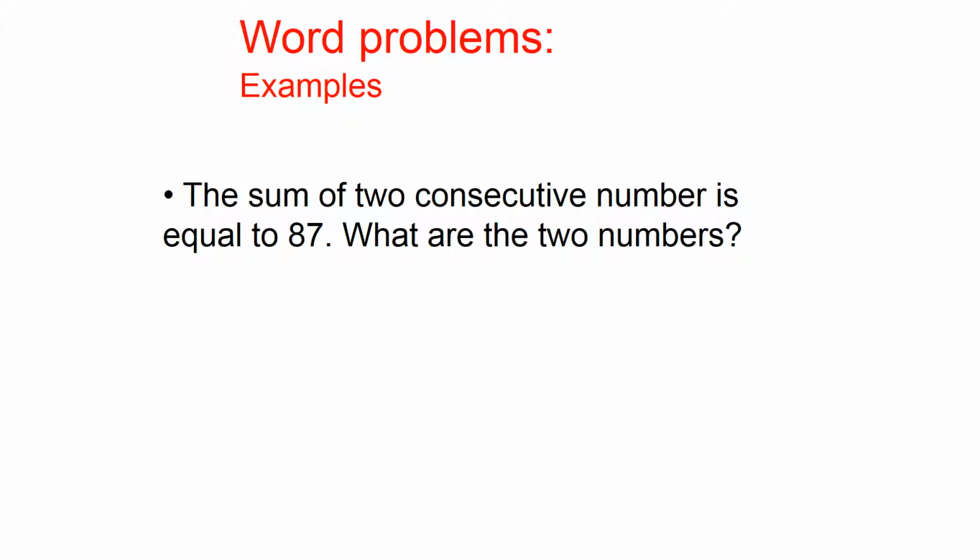Minus 1, which is equal to 86. Okay? And then divide by 2 on both sides. So that gives us x is equal to 86 divided by 2, which is 43. Awesome. Okay, so now we've found one of our numbers.